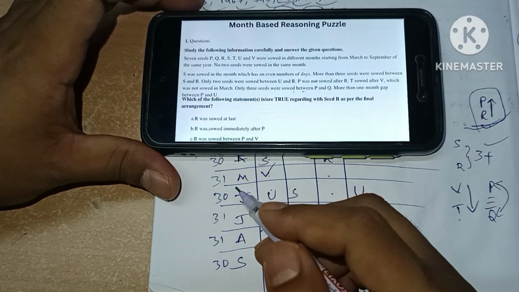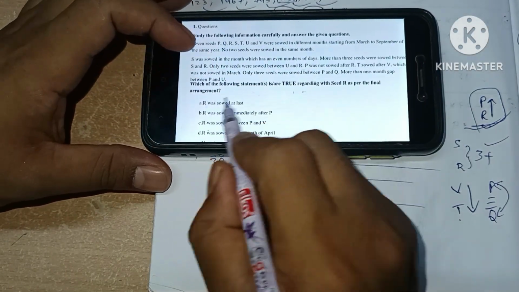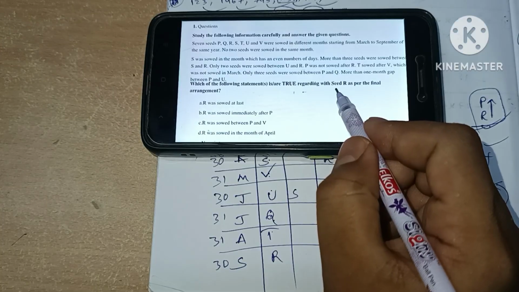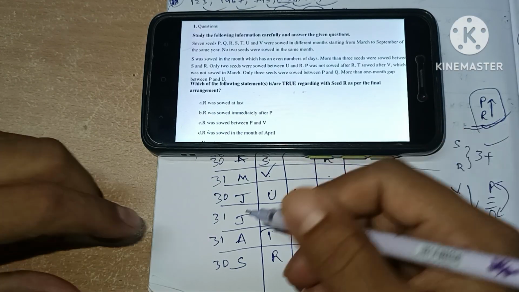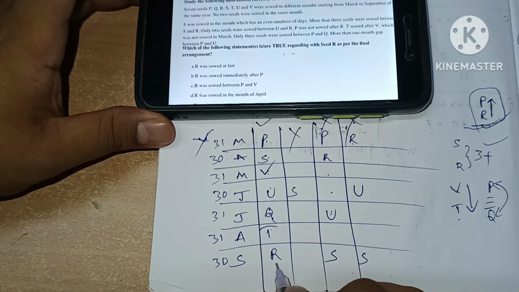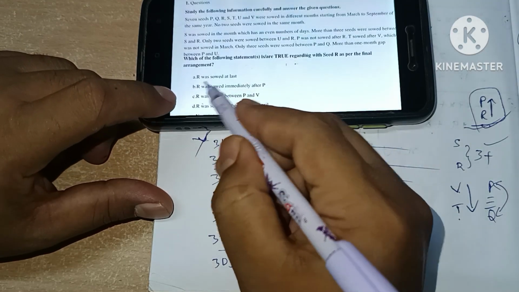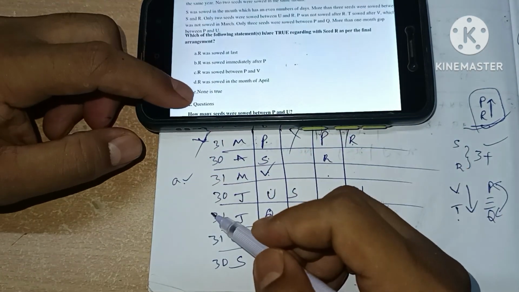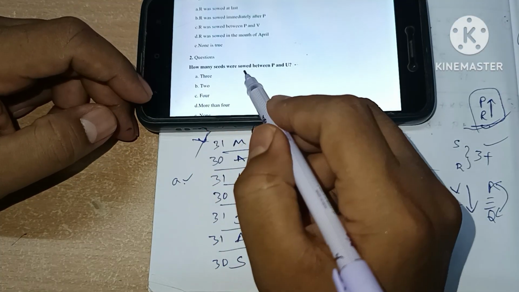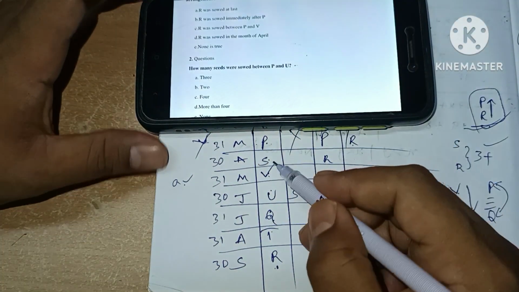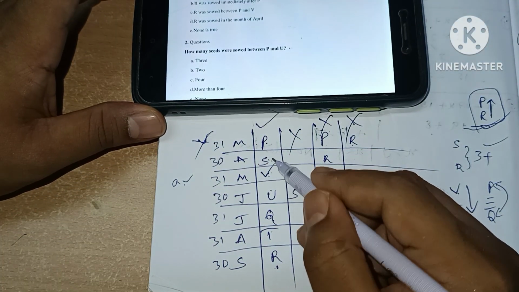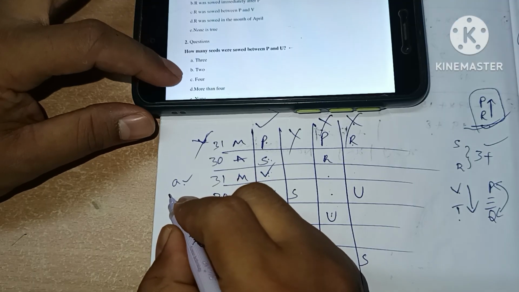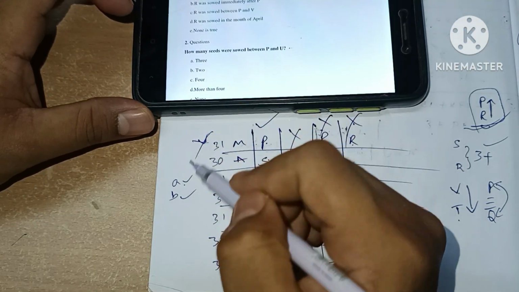Now we need to check the questions. Which of the following statements is true regarding seed R? Here R is in the September month. R was sold at the last. First one is true. Option A is true. Let's see the next one. Second question. How many seeds were sold between P and U? Between P and U, we have 2 seeds. Means option B is our answer.